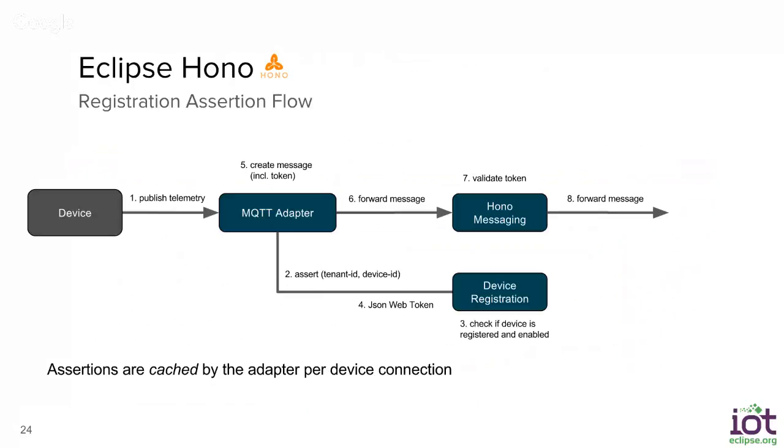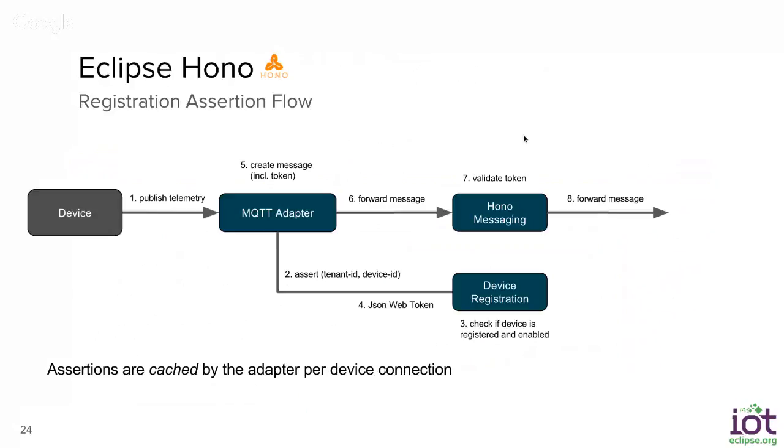So when a device publishes data, for example, to the MQTT adapter, sends a message to the telemetry topic, then the MQTT adapter tries to get a registration assertion for the device. That means it sends a message to the device registration service indicating the tenant ID and the device ID. And in return, it wants a JSON web token asserting that the device is indeed registered for that tenant ID and that it is enabled. And if both of these conditions are met, then the device registration service creates a JSON web token and signs it cryptographically and hands it back to the MQTT adapter.